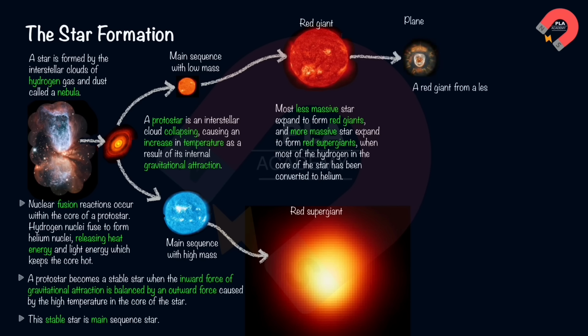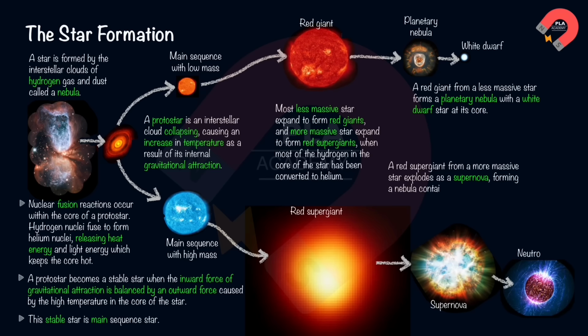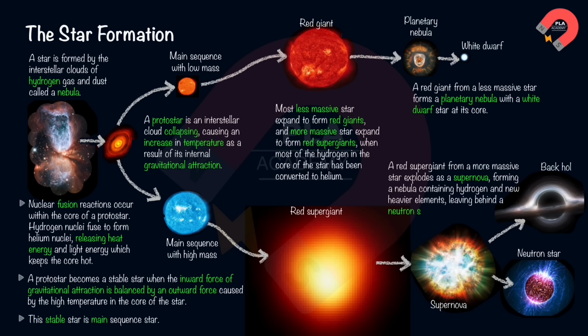A red giant from a less massive star forms a planetary nebula with a white dwarf star at its core. A red supergiant from a more massive star explodes as a supernova, forming a nebula containing hydrogen and new heavier elements, leaving behind a neutron star, or a black hole at its center. The nebula from a supernova may form new stars with orbiting planets.